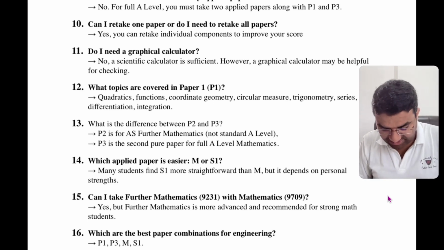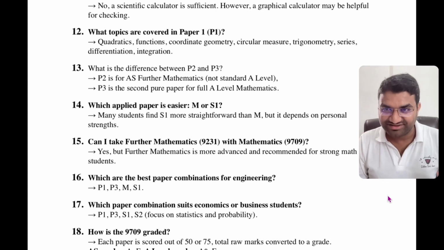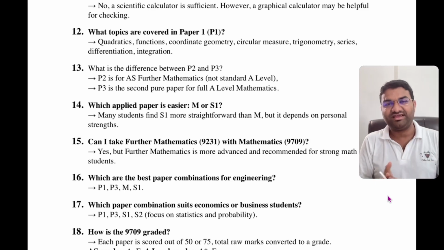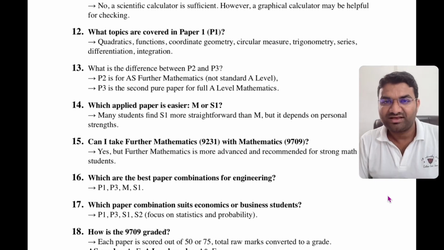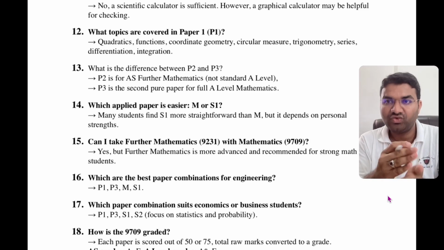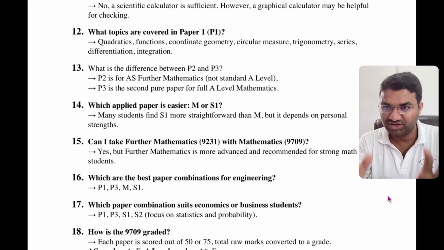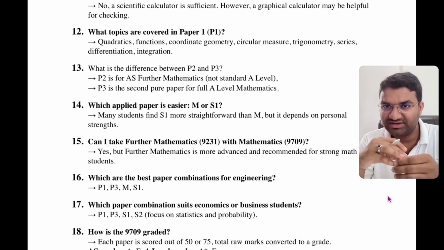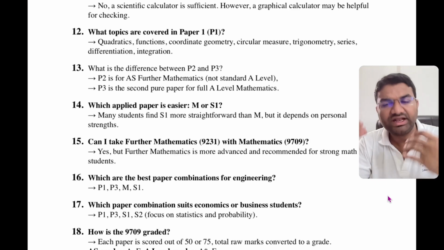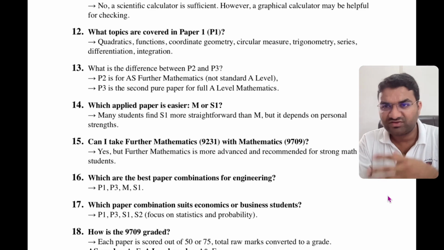Fine. Which applied paper is easy, mechanics or statistics? I would say statistics one, because it's very easy, straightforward. Then mechanics. Suppose you are good in physics, then you can opt for mechanics. And by the way, those who have taken mechanics got good grades as well. So it's not as difficult, but you have to work a little bit on in-depth concepts as well. That's why students generally opt for statistics one.